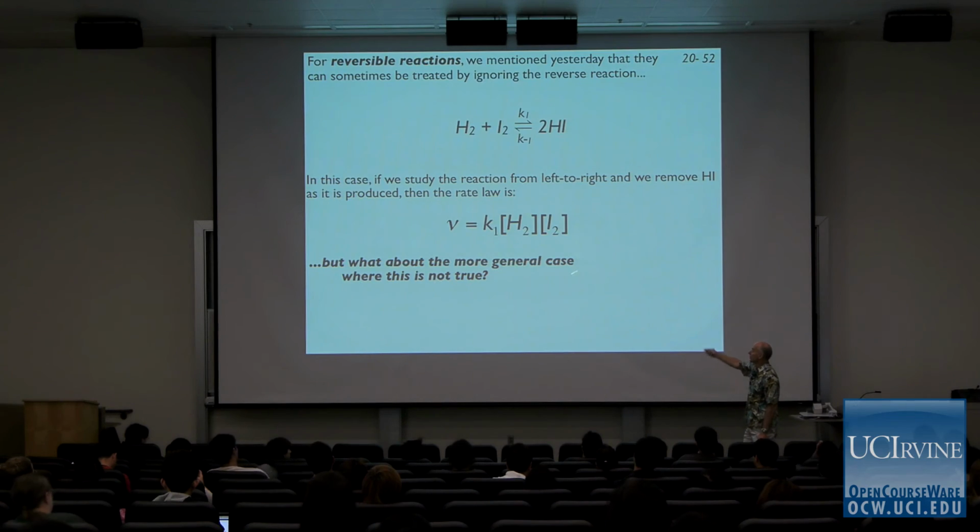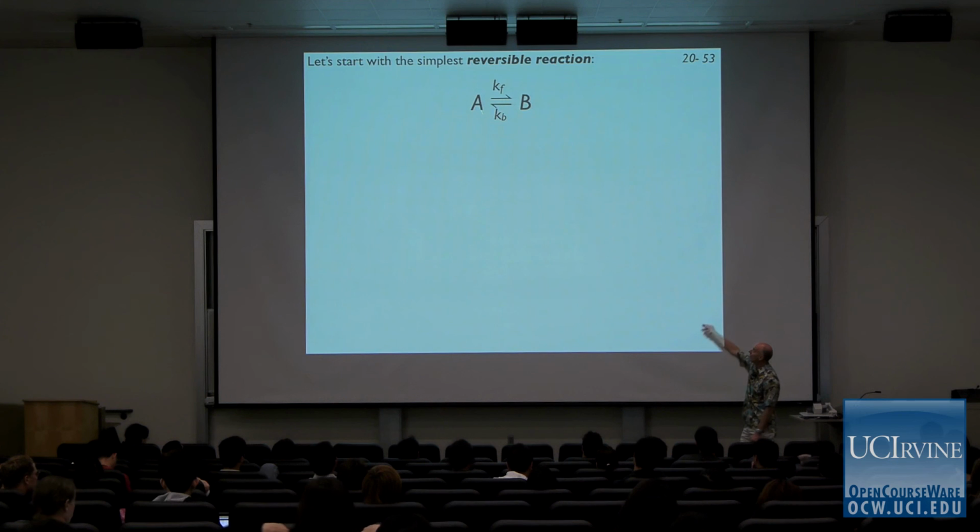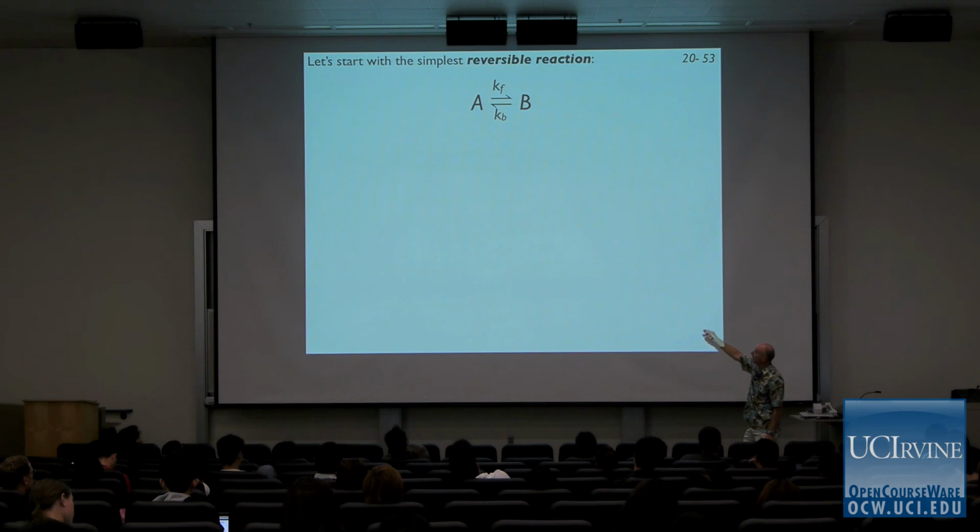But in general, you don't remove the product as it's formed. You need to know what the reaction rate is with the product in there. So what about this more general case? Let's look at the simplest example of this. All right, A forms B and it's a reversible reaction. There's a forward rate constant and a reverse rate constant for this equilibrium. It's an equilibrium, isn't it?